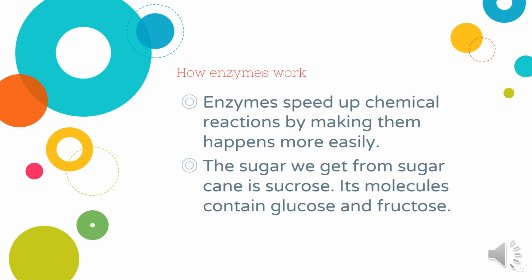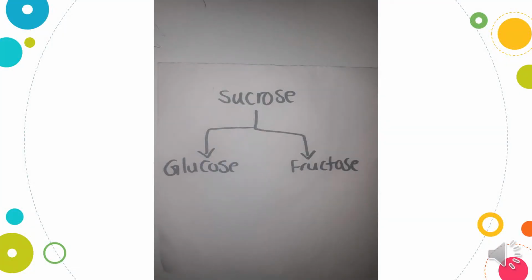Okay, so the sugar we get, for example, from sugar cane is sucrose. Its molecules contain two types of sugar, one of them glucose and the other one fructose. So the sucrose from sugarcane contains what? Glucose and fructose, two types. Them for you so as to explain it much clearer.